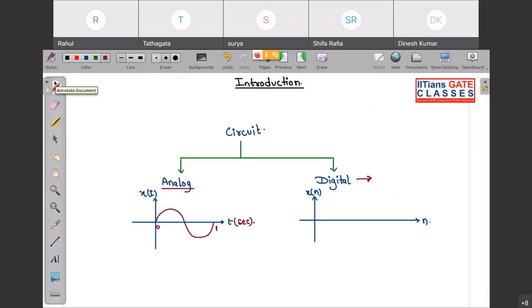So a digital signal is a time as well as amplitude discretized signal. Okay. Now what do we mean by that? See, this sine signal, what I can do, so let me copy this in the next page.